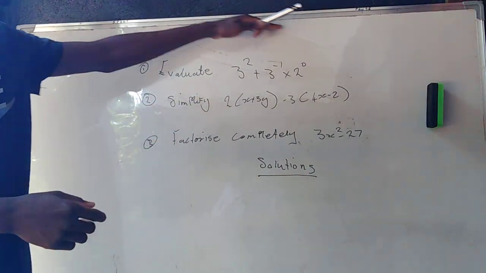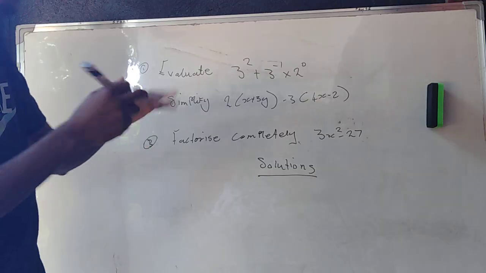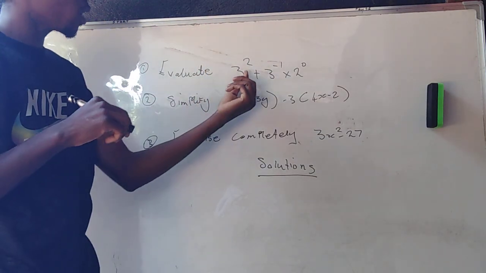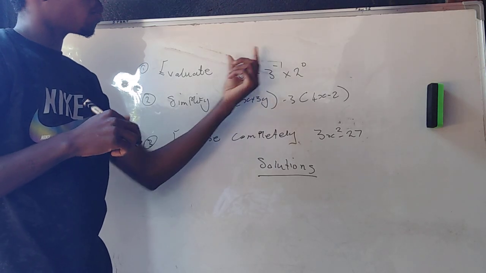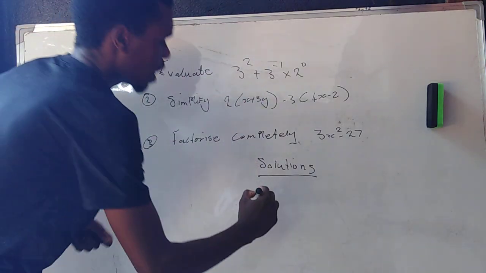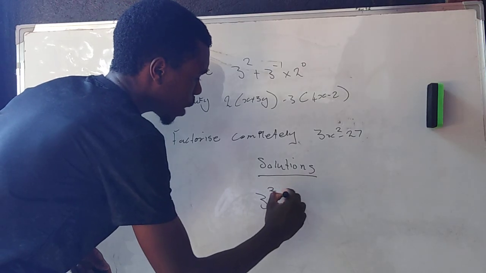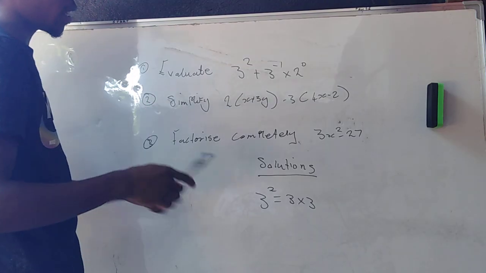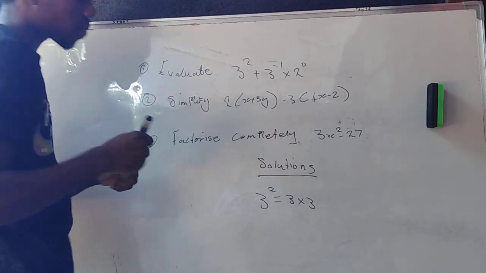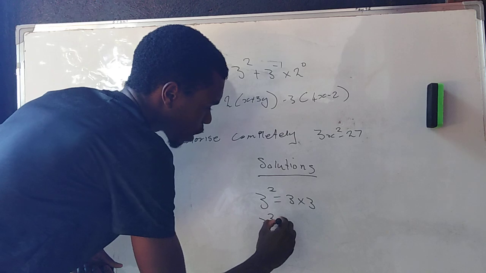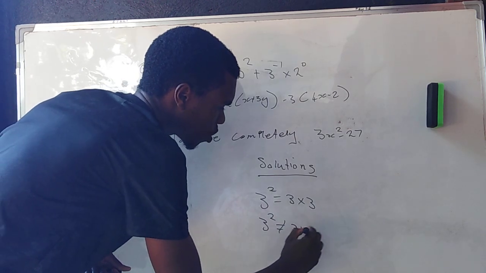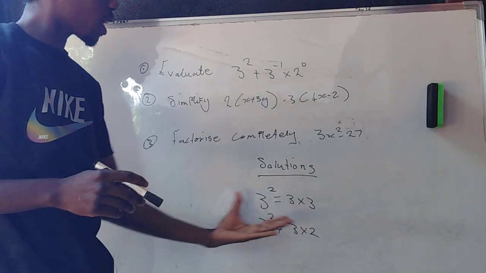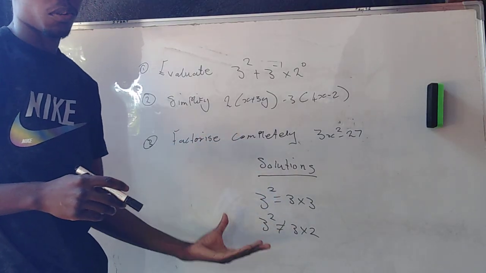I'm evaluating this one. These are indices. Whenever you're having 3 to the power 2, this simply means that 3 squared is just the same as 3 multiplied by 3. These are laws of indices. And 3 squared is not the same as 3 multiplied by 2. So these are basic rules that you're supposed to know.